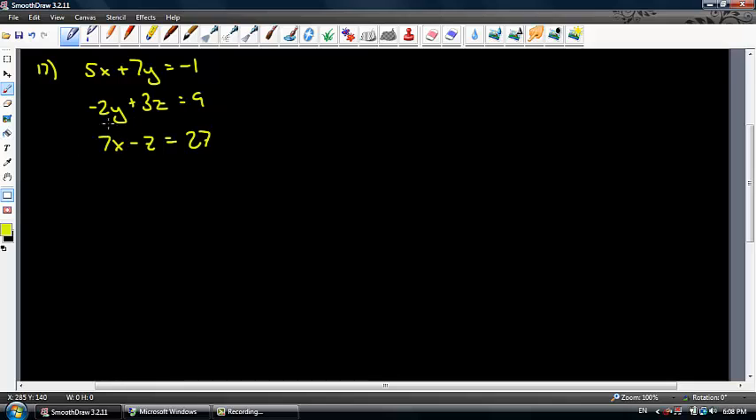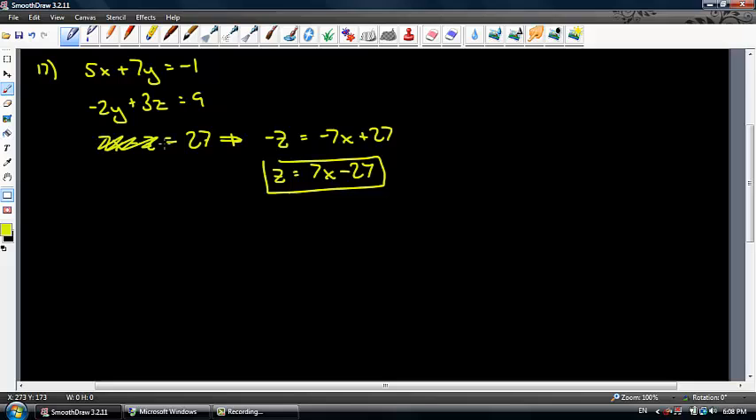Okay, so the first thing I'm going to do is isolate z in the third equation. So this really equals negative z equals negative 7x plus 27, which is really z equals 7x minus 27. And that's what this third equation really is, so I can just get rid of that. I just reworked it using some algebra. Now I'm going to take this value and plug it into the z right here. So I get negative 2y plus 3 times 7x minus 27 equals 9.